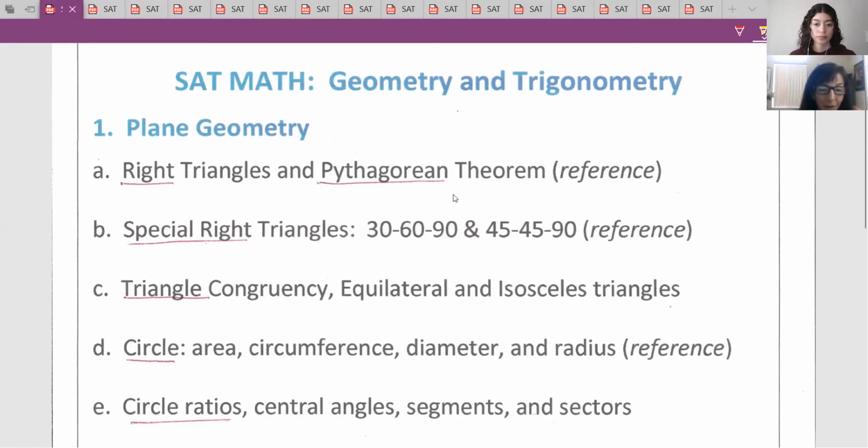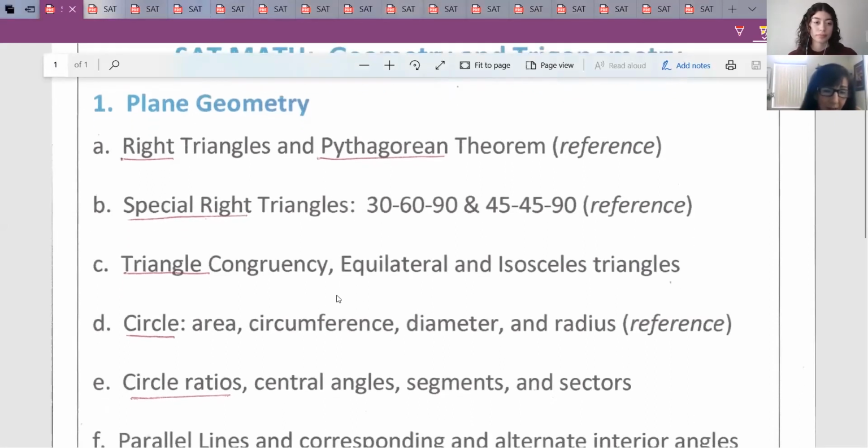When you see a 30, 60, or 45 degree angle in a triangle, or what could become a triangle, that's your alert to say, I need to use the special right triangle relationship in order to get this question right. Okay, next one, in plane geometry, you will see triangle congruency.